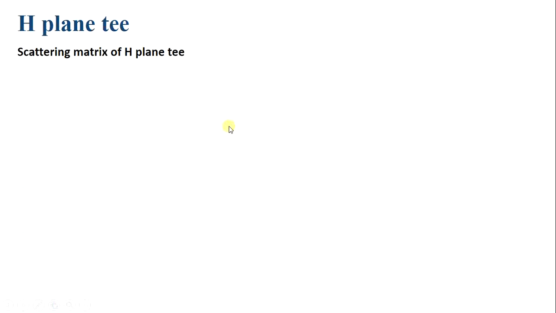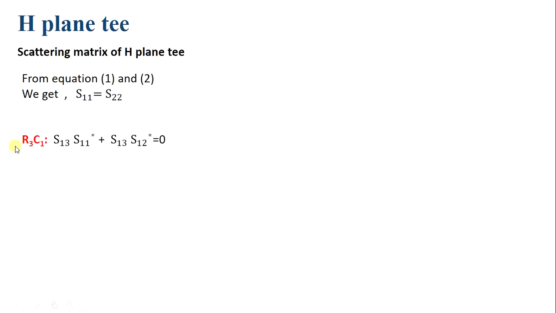From equations 1 and 2, we can write S11 equals S22. And if we do row 3 and column 1 multiplication and equate it to 0, we get S13 into S11 conjugate plus S13 into S12 conjugate equals 0. Making S13 common, we get S13 times S11 conjugate plus S12 conjugate equals 0. From here we can write S11 equals minus S12.